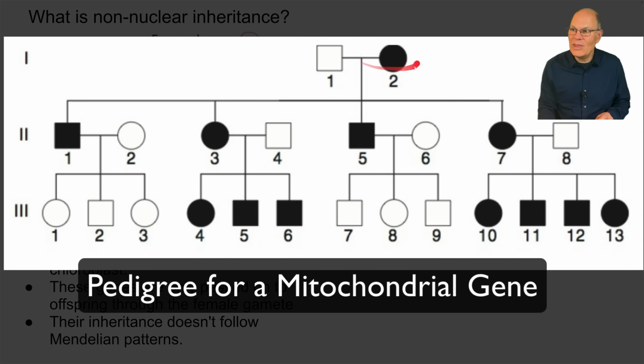You can see that in this pedigree over here, where the mom passes on the mitochondrial gene to all of her offspring, male and female. But the male who inherits the mitochondrial gene doesn't pass it on to any of his offspring. The male is essentially a mitochondrial dead end, if we're talking about mitochondria, where the female passes on her mitochondria to all of her offspring.